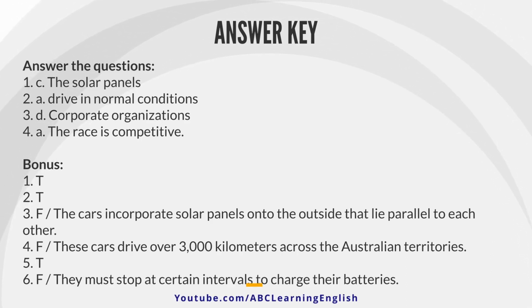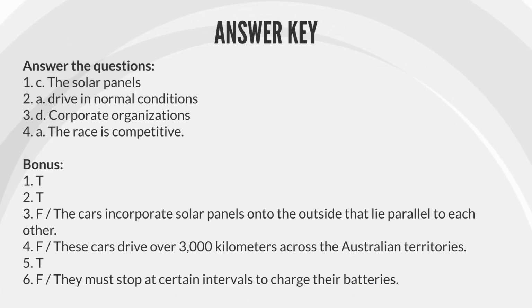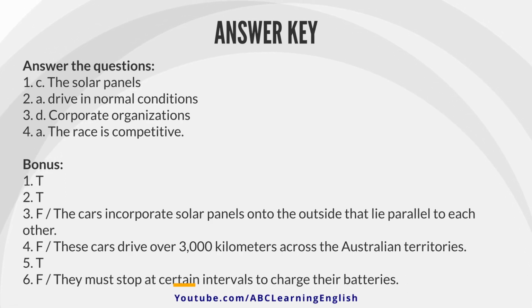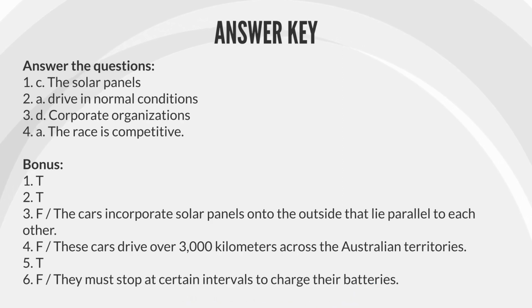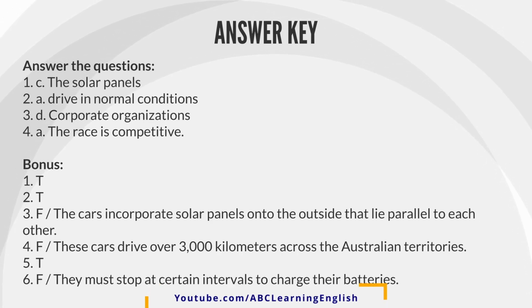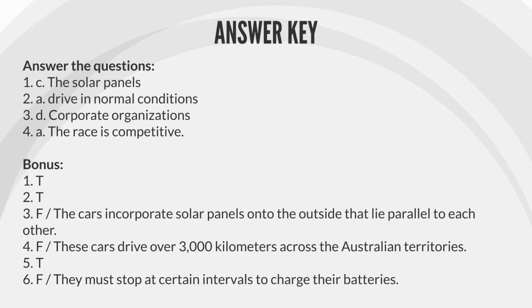Bonus. 1. T. 2. T. 3. F. The cars incorporate solar panels onto the outside that lie parallel to each other. 4. F. These cars drive over 3,000 kilometers across the Australian territories. 5. T. 6. F. They must stop at certain intervals to charge their batteries.